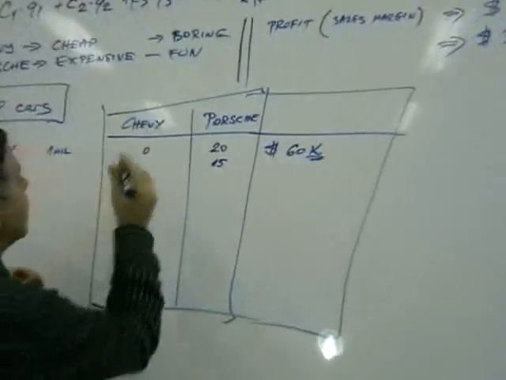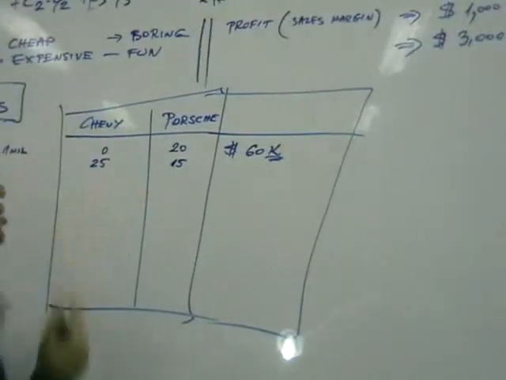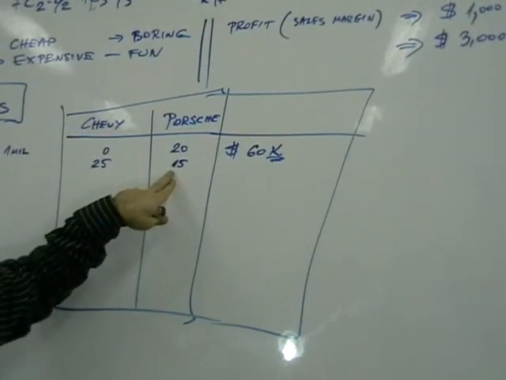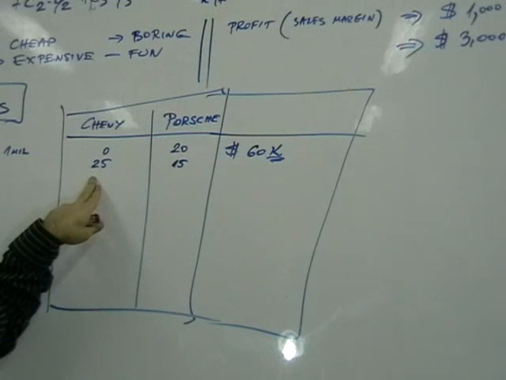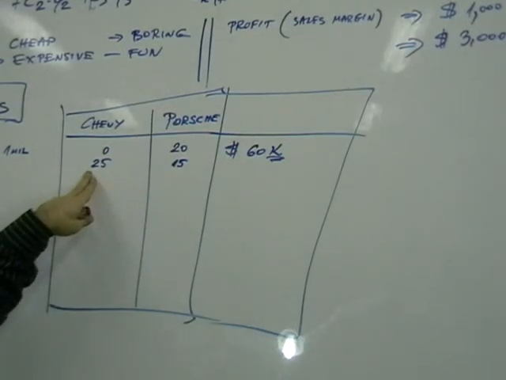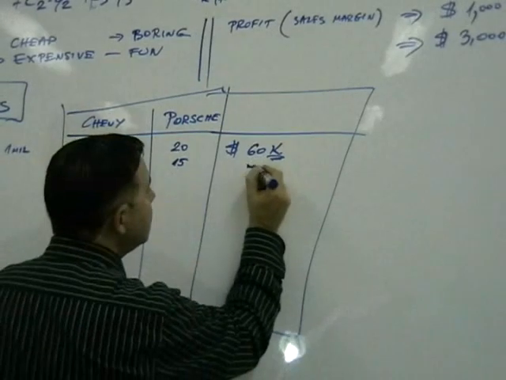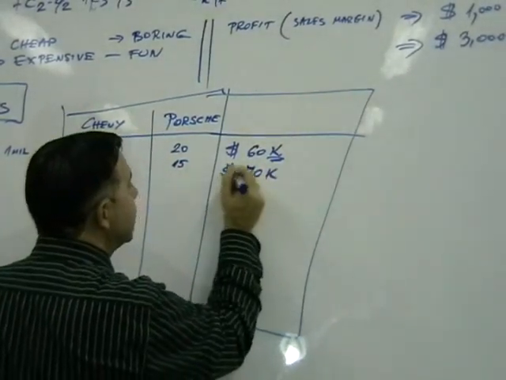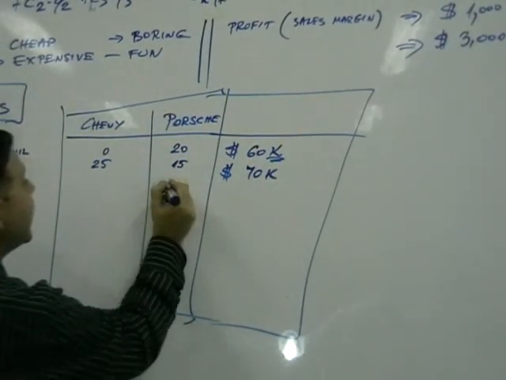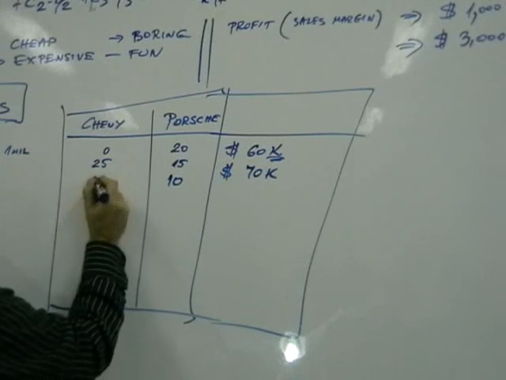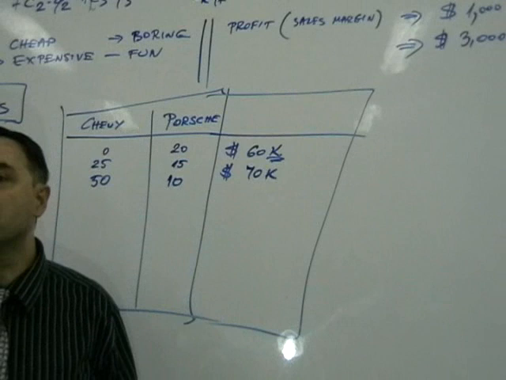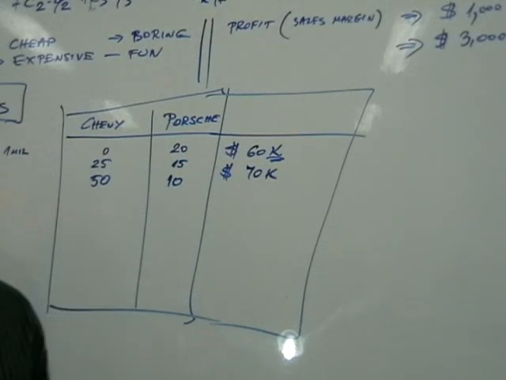So right now I can throw in 25 Chevys. What is my total profit now? 45 and 25, that's 70. You see what's going on now? All right, so let's try 10. What's going to be here? What's the profitability doing right now?